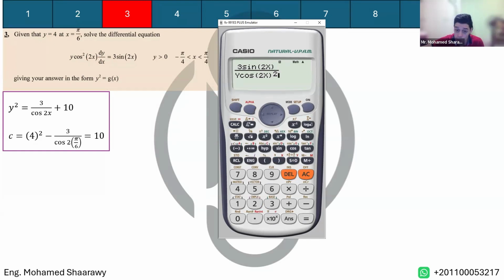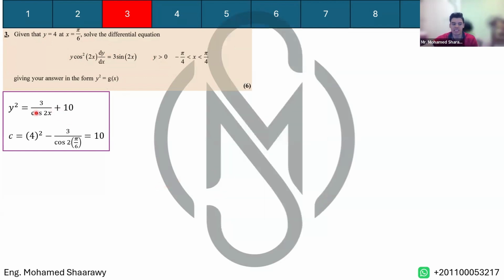Let the calculator replace x with pi over 6 and replace y with 4. So the calculator is asking me what x will be. I need it to be pi over 6 and I need y to be, yes, exactly 4. So this also gives me 2.6, which is the exact same answer. So this function is certainly correct.